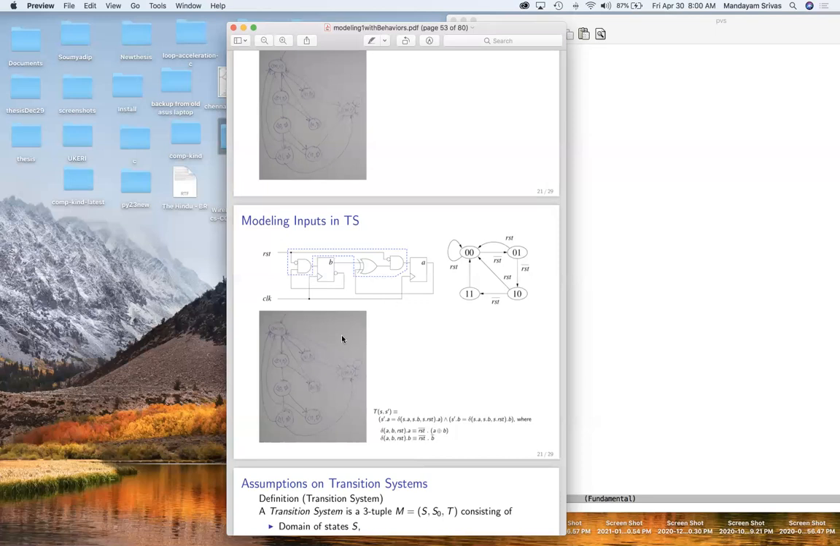But when I say it is a closed system, what I mean is that all the components of the system are merged into the states of a single transition system modeling the whole thing. That's what I mean by a closed system. Does that answer your question? Yeah. Okay.